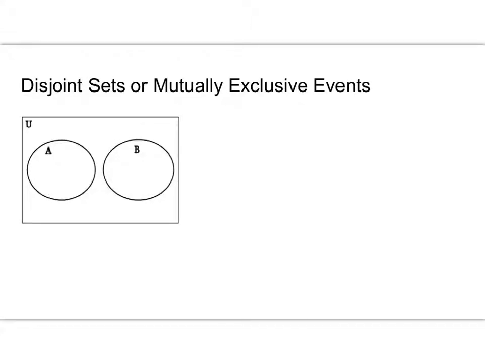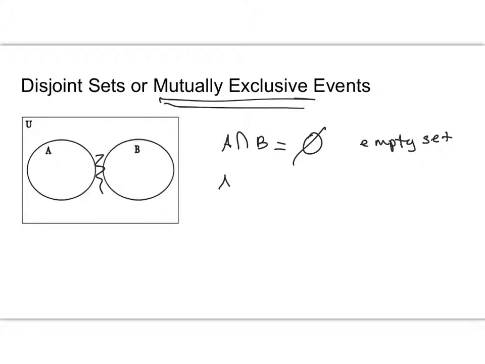Okay, ready to move on. Disjoint sets. I have two circles. You'll notice that they don't overlap anywhere. So A and B is the empty set. A and B are said to be mutually exclusive. This is called mutually exclusive. It'll come up later again, so keep it in your notes.